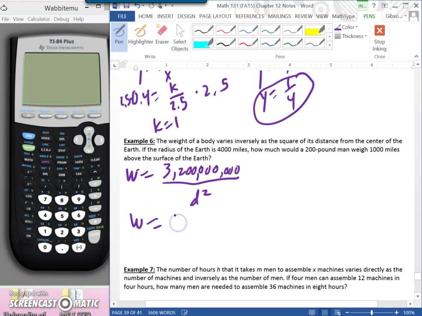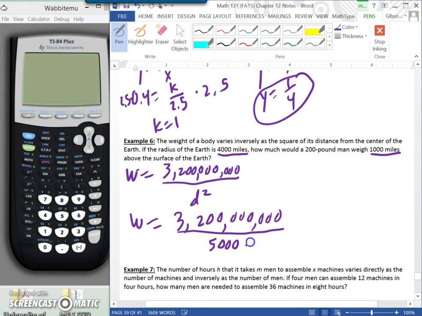So we had W is equal to 3,200,000,000 divided by 4,000 miles. Okay, now look here. The radius of the earth is 4,000 miles. But this is 1,000 miles above the surface of the earth. So we have to add these two values together. So our D would be 5,000 miles. And we would square that because we're going 1,000 miles above the earth.